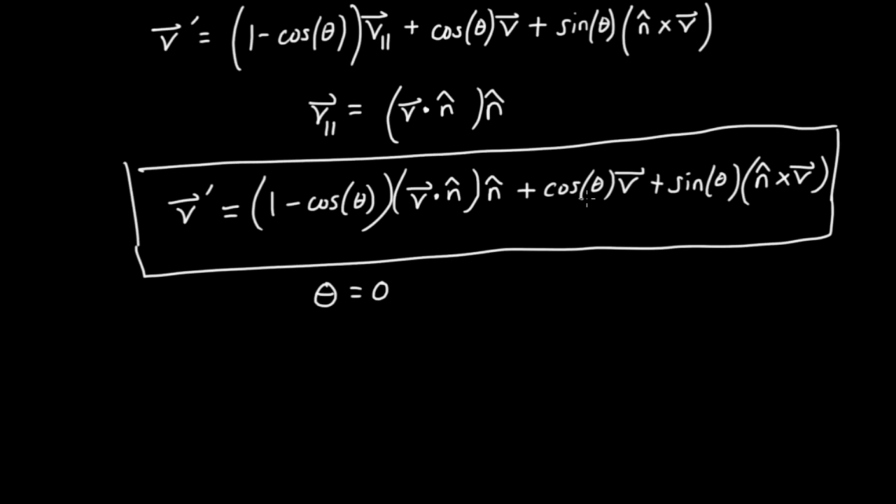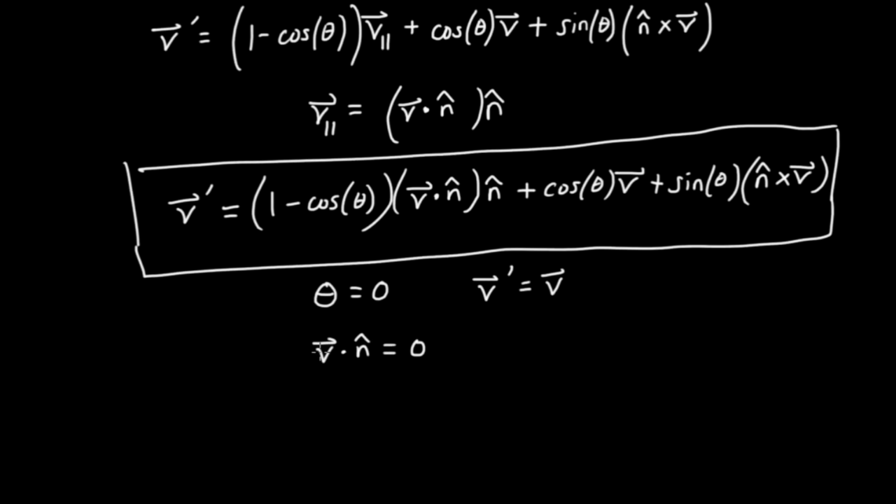Next, I'll have cosine 0, which is 1. So I'll just have v. So far I have that v prime is equal to v. Then I'm going to have plus sine of 0. Now that's 0, so this whole term disappears too. So I just have v prime is equal to v, which is what you'd expect. Now let's consider another case, when v dot n is equal to 0.